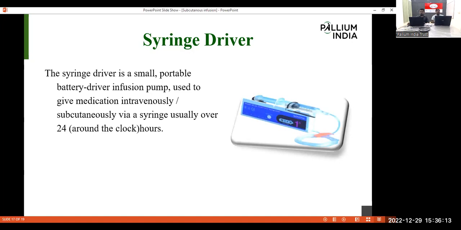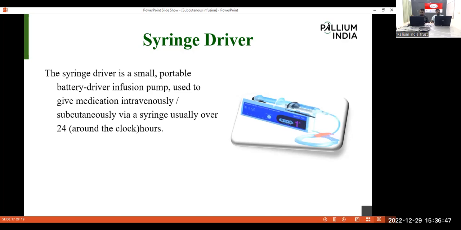In our setting, we mainly use this syringe driver for giving any medication that needs to be given as a continuous infusion for 24 hours or 12 hours. If we need to give anything like that, we will use the syringe driver. It is a small, portable type of machine. Its function is the same as an infusion pump or syringe pump, but the setting is much simpler than an infusion pump.